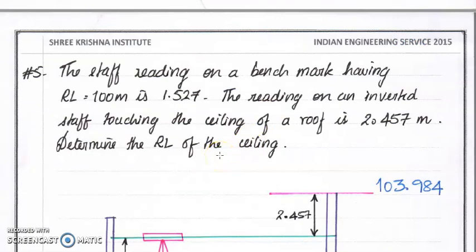The staff reading on a benchmark having RL of 100 meter, and the corresponding backside reading is 1.527, taken over the benchmark. The reading on an inverted staff touching the ceiling of the roof is 2.457 meter. Determine the RL of the ceiling.